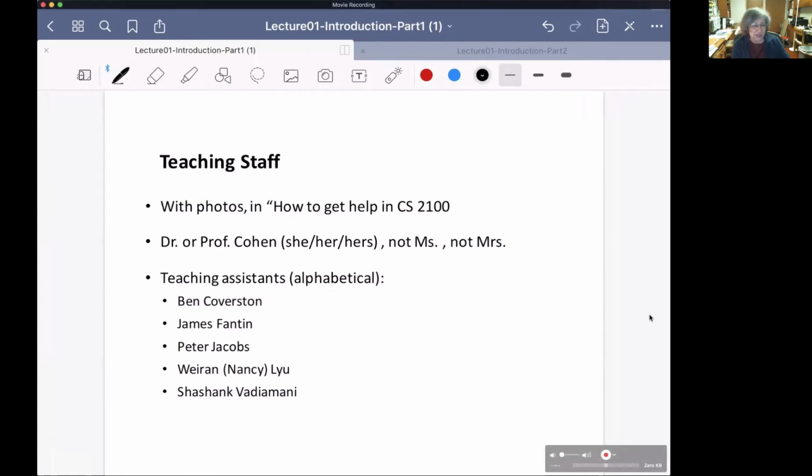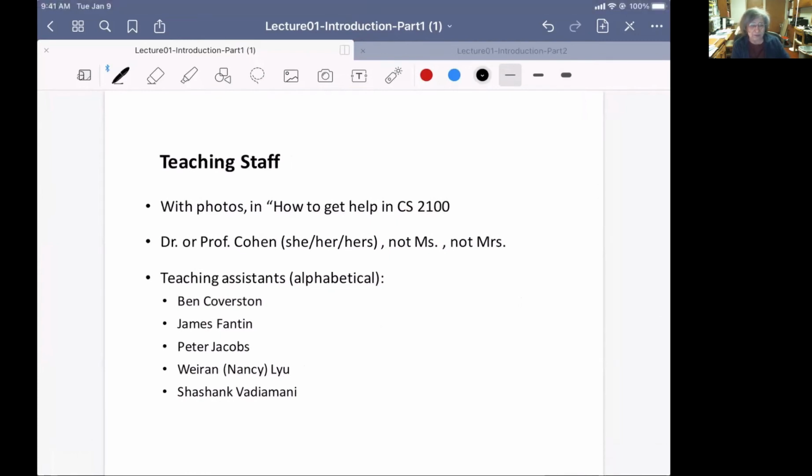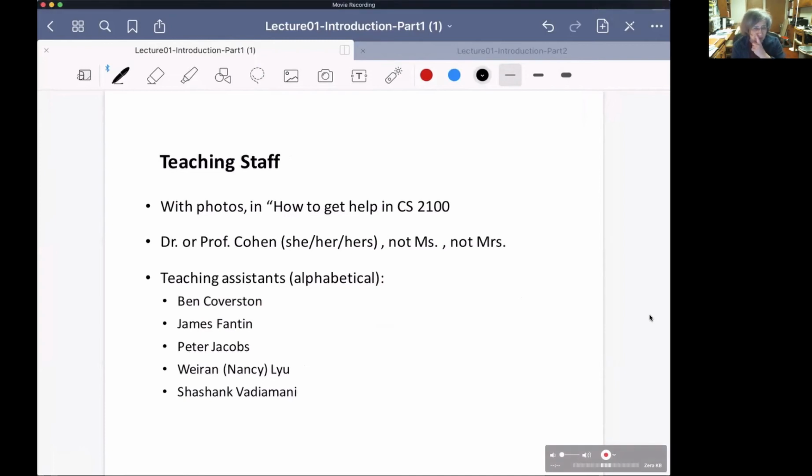So the teaching staff is with photos on the page, How to Get Help in CS2100, that you get to from modules. I'm Dr. or Professor Cohen, not Ms. or Mrs. Cohen. I'm she, her, hers. And we have 5 TAs in this class that are listed here alphabetically. They're all great TAs, and we all want to help you learn.